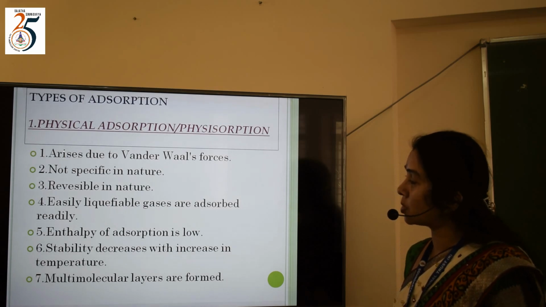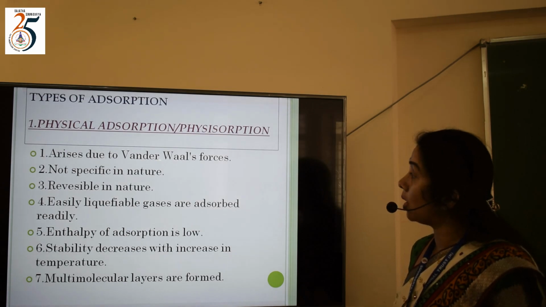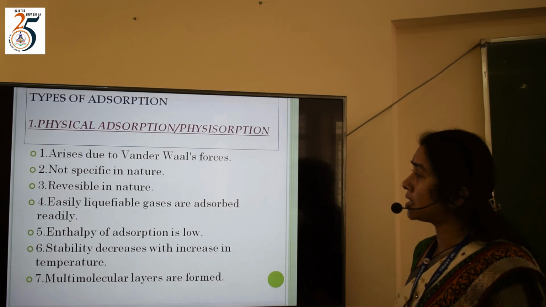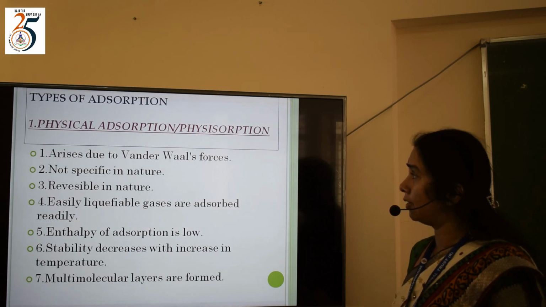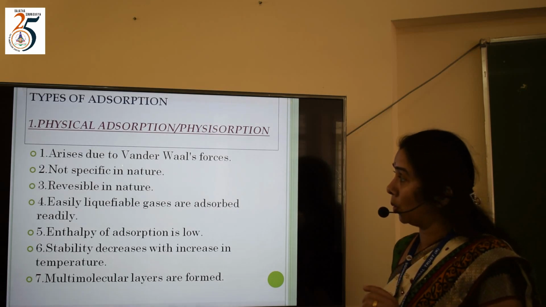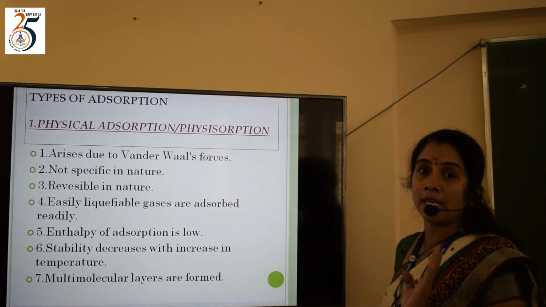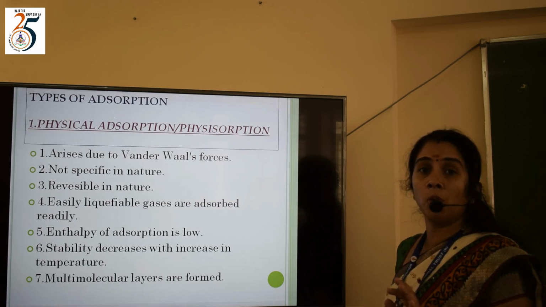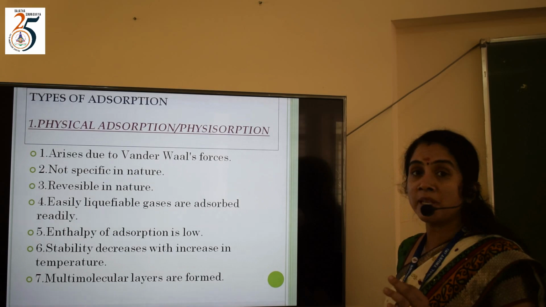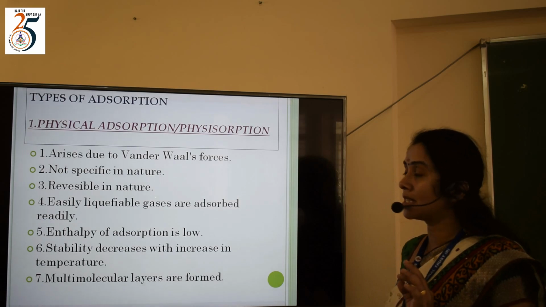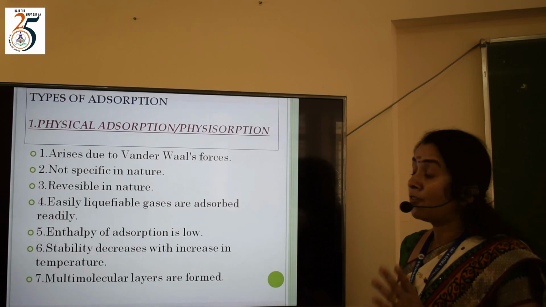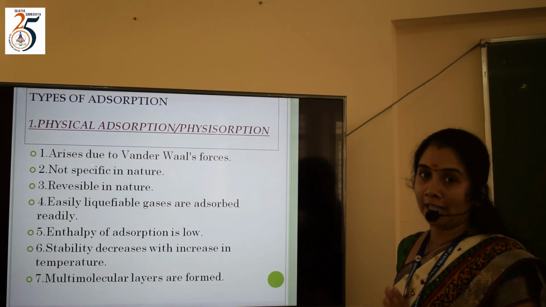Physical adsorption arises due to van der Waals force of attraction, and it is not at all specific in nature. For example, just now you have seen writing with a chalk piece on the board. That is an example of physical adsorption. You can write on the board by using a chalk piece or a crayon. So it is not at all specific in nature and is reversible. You can erase it, you can rewrite it. Whereas chemical adsorption is not like that.